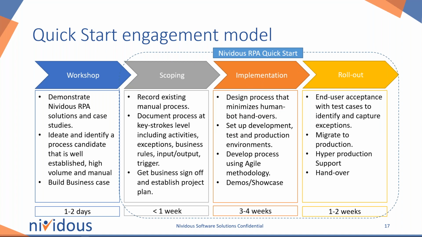This just gives you a high-level picture of how that works. We start out with a workshop where we go through those initial steps in the process of being able to identify and document the processes that you have, figure out what it is that is going to be the target of automation, and then design and develop that through the implementation phase and then roll it out. And this is all packaged up in the Quick Start program.